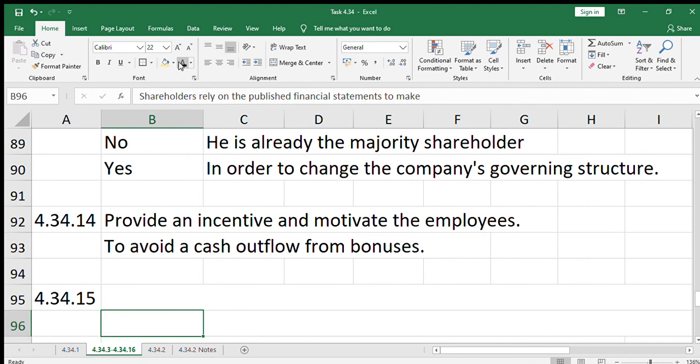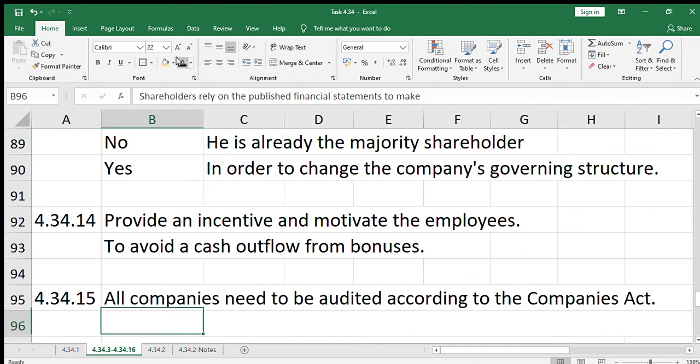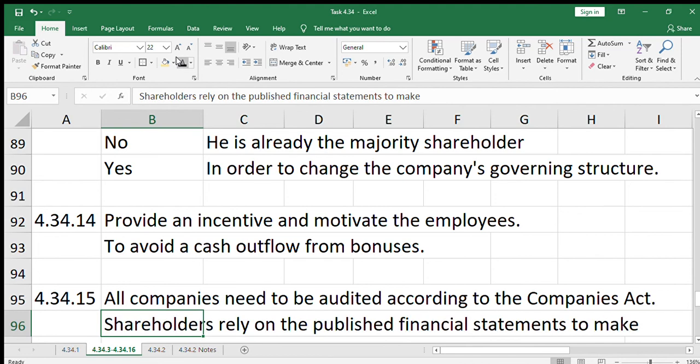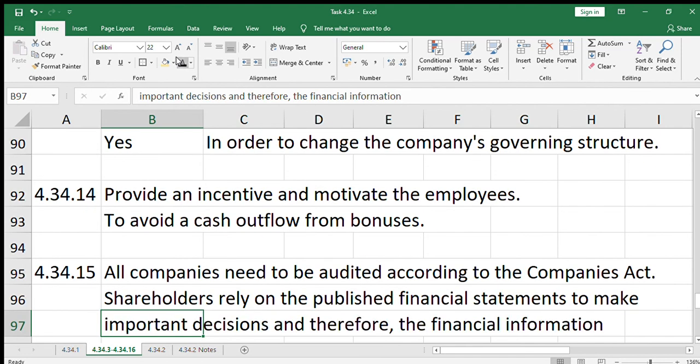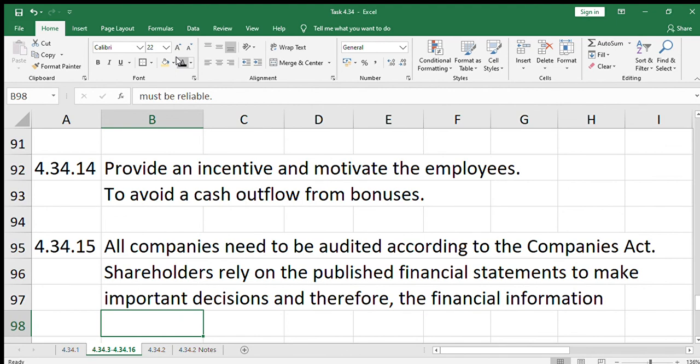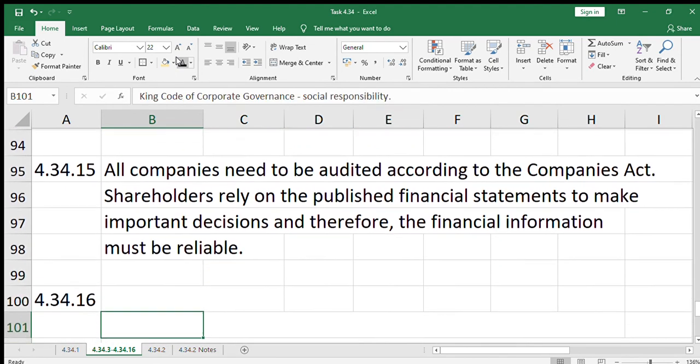Okay, then 4.34.15. Explain why it is important for this company to be audited. All companies need to be audited according to the Companies Act. Shareholders rely on the published financial statements to make important decisions, and therefore the financial information must be reliable.